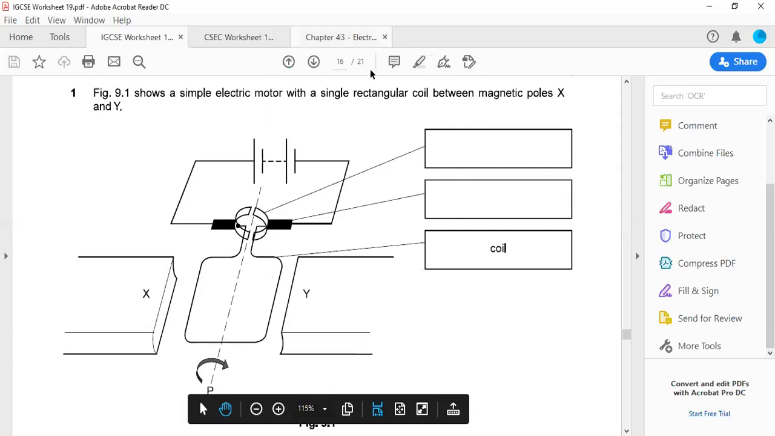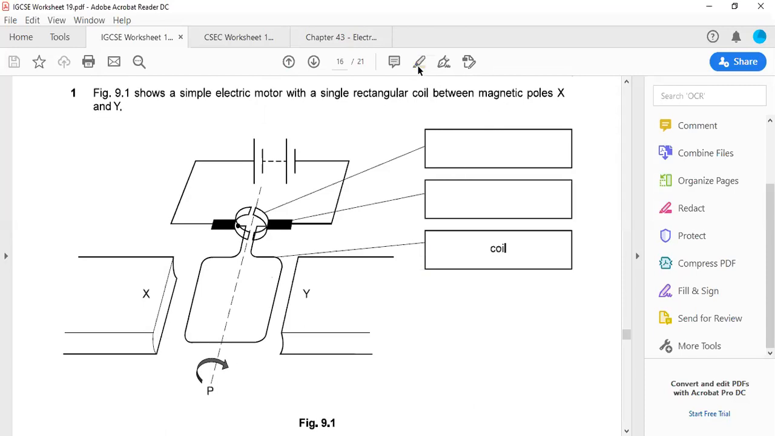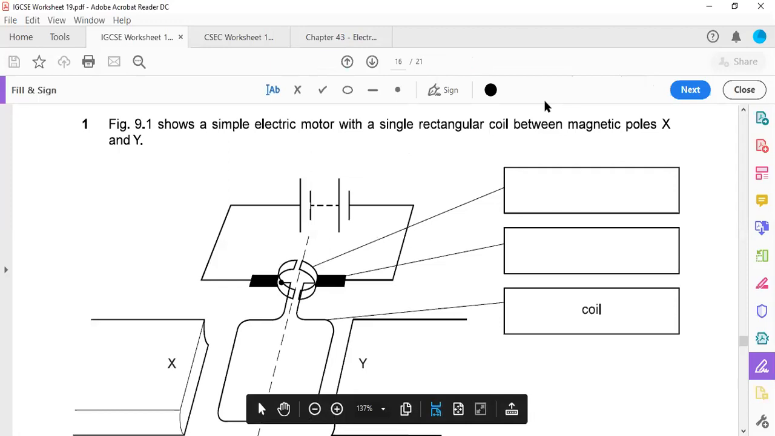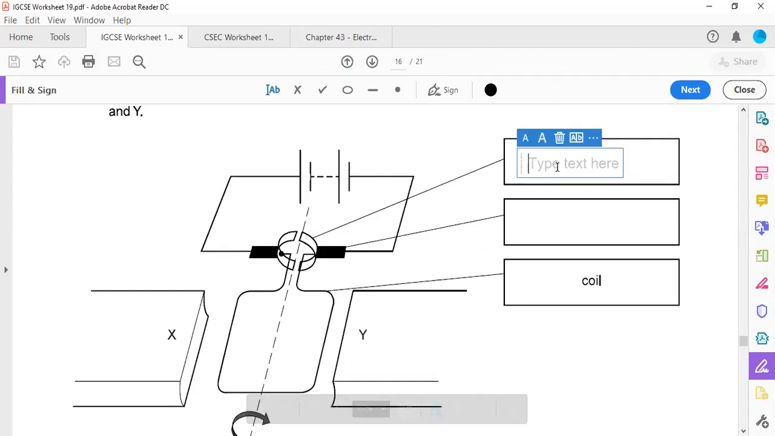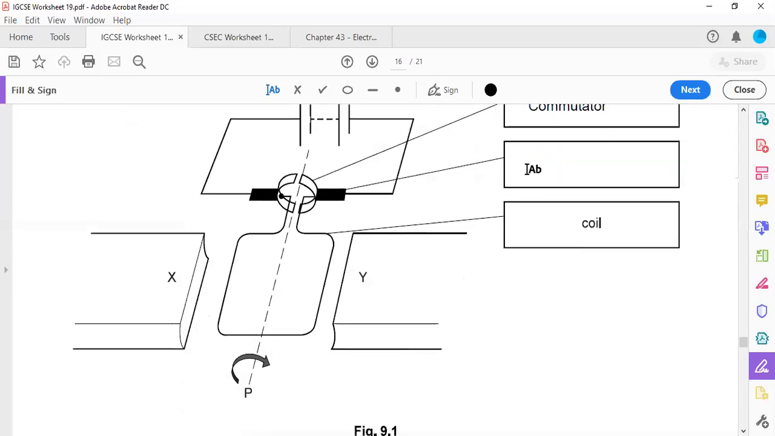On the chat, anybody do it? Which is this one here? Anybody do it? This one here should be something called a commutator, because we would have done this last week, which would have been last week Friday. I said that this was similar to the past paper question that we did in CSEC. Good, so this is your commutator part.